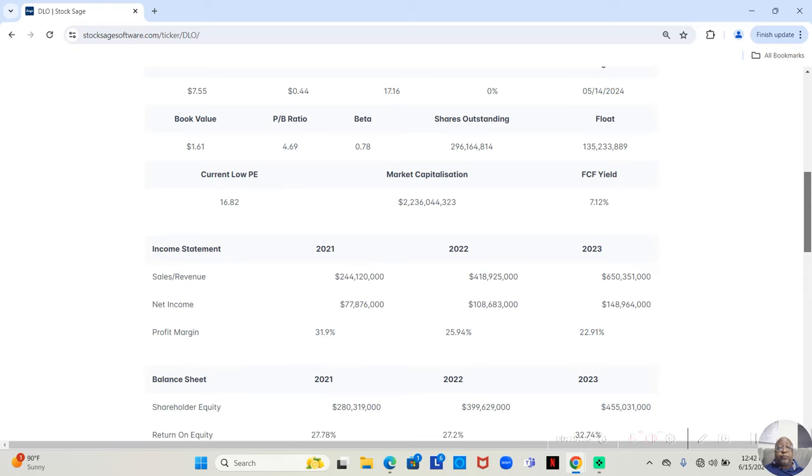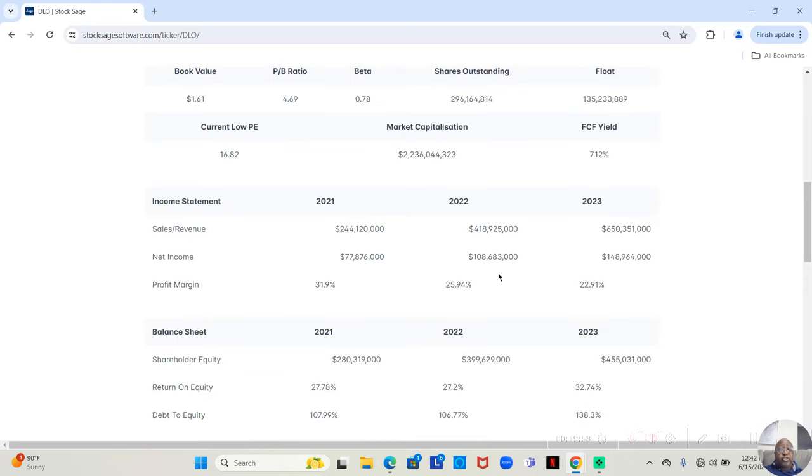And if we go down to the income statement, we see sales and revenue, how much these companies made each year: $244,120,000 in 2021, $418,925,000 in 2022, and $650,351,000 in 2023.